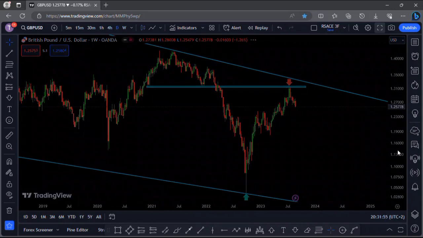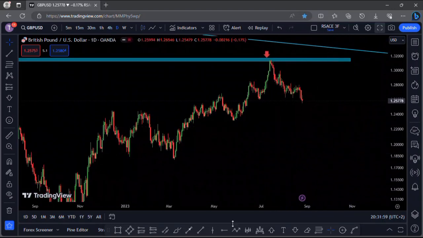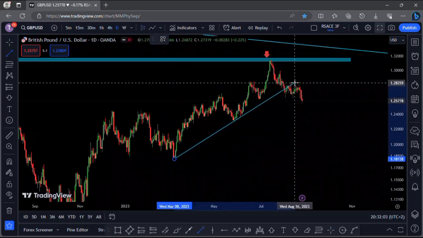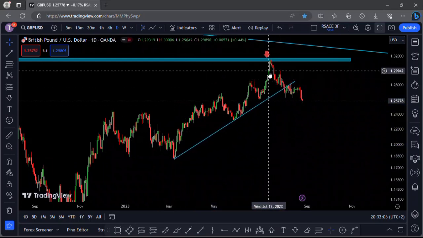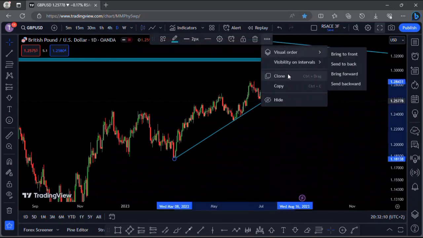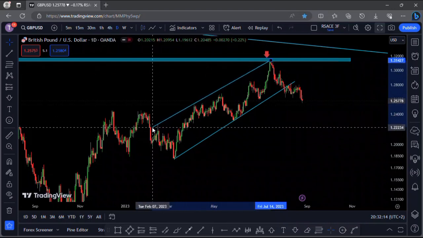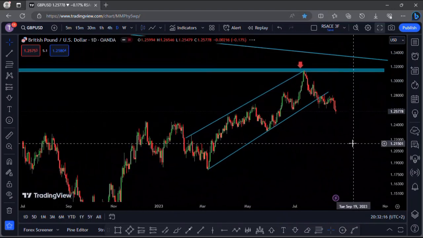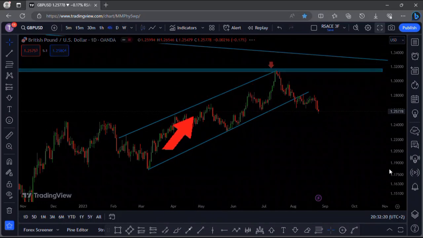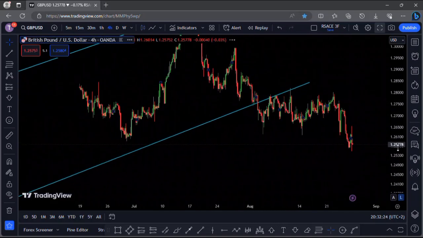So I will be looking for selling opportunities. I still remember the first video that I did. I traded this currency pair, I think. I'm not sure, but yeah. Okay, here it is. We have an ascending channel. We should be looking for selling opportunities because we have touched the resistance.